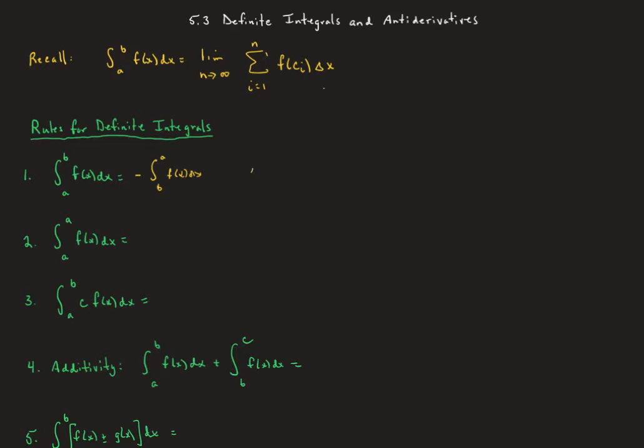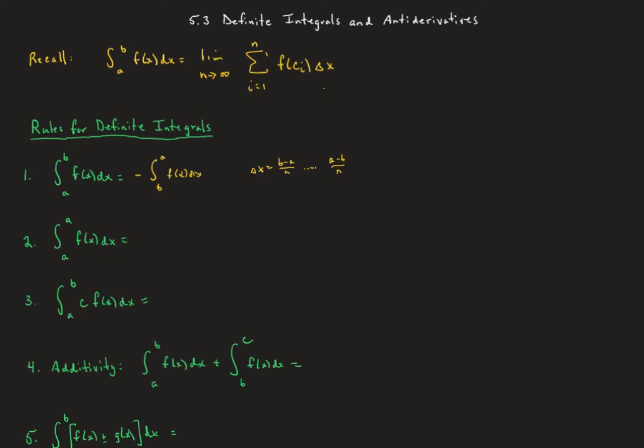Remember that our delta x is going to be b minus a over n. And so if we switch the order of the limits, then the delta x will become a minus b over n, and that's going to change the sign. And that's going to then change the sign of the sum.